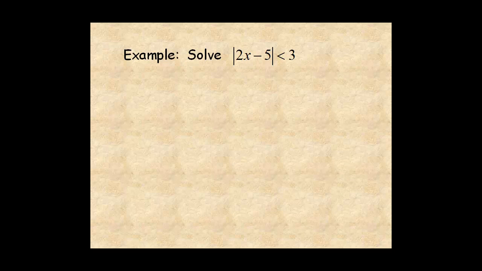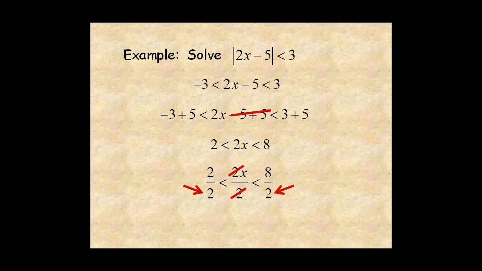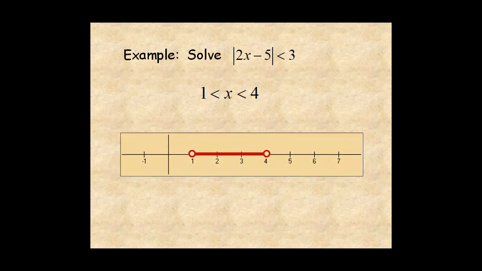Here is an example. The absolute value of 2x minus 5 less than 3 is equivalent to the conjunction 2x minus 5 between negative 3 and 3. To solve, add 5 to both sides for 2x between 2 and 8. Then divide both sides by 2 for a solution x between 1 and 4. Then graph the solution. All the numbers between 1 and 4 make this inequality true.